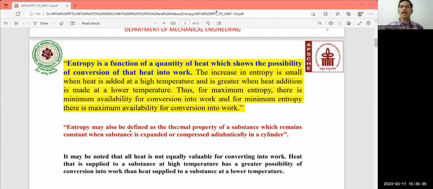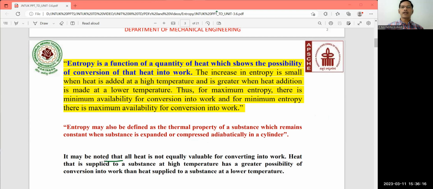So it is defined as a thermal property of a substance which remains constant. That means entropy remains constant in a reversible adiabatic process, or you can call it an isentropic process. It remains constant when the substance is expanded or compressed adiabatically in a cylinder. So this is also one way you can define entropy.